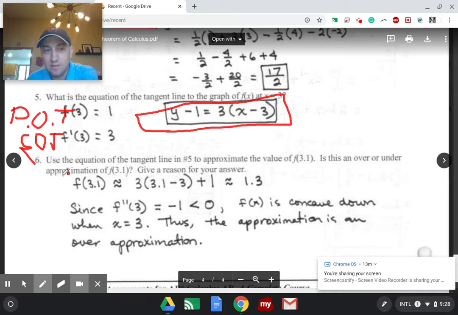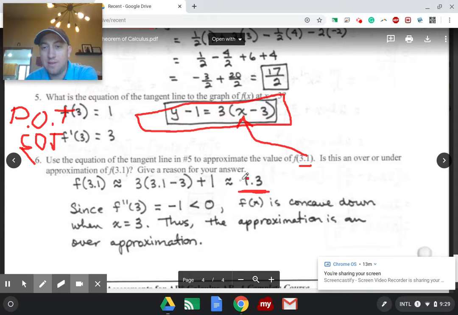So number 6, use the equation of the tangent line in number 5 to approximate the value of f of 3.1. Is this an over or under approximation of f of 3.1? So first thing we're going to do is take 3.1 and plug it in for x. So 3.1 minus 3 is 0.1, 0.1 times 3, and then I'm going to add 1, and our answer is 1.3.